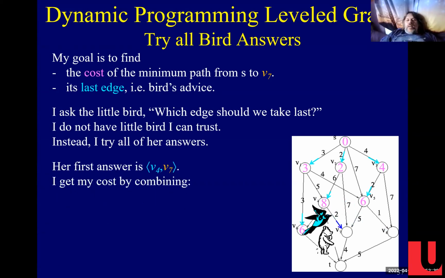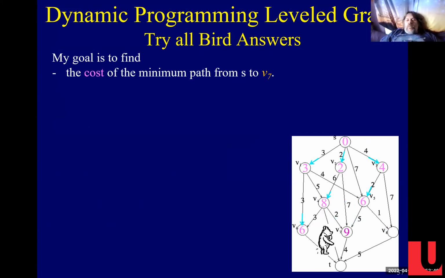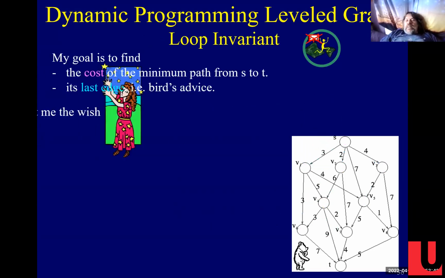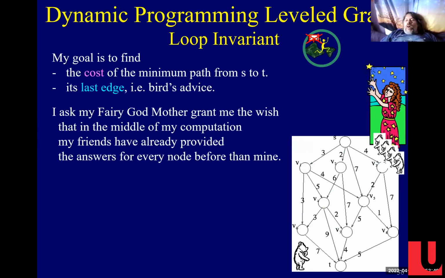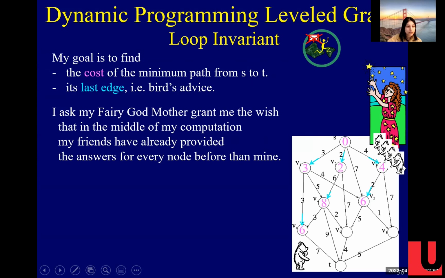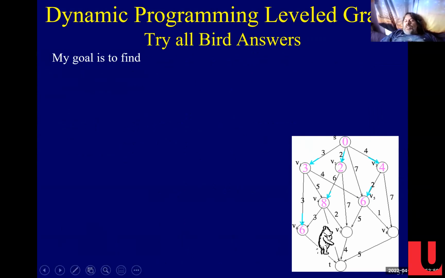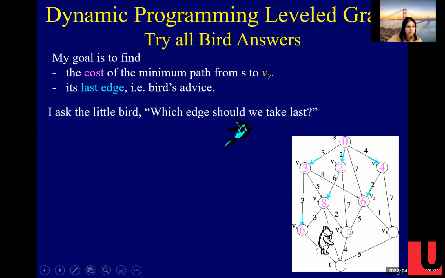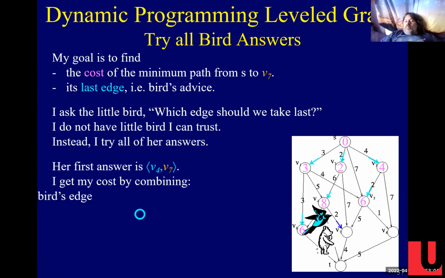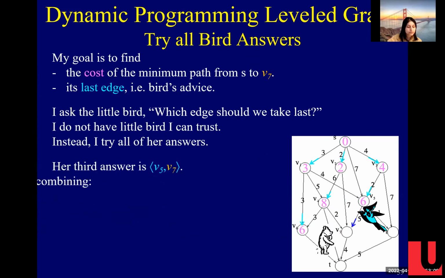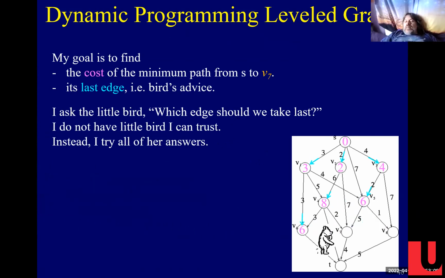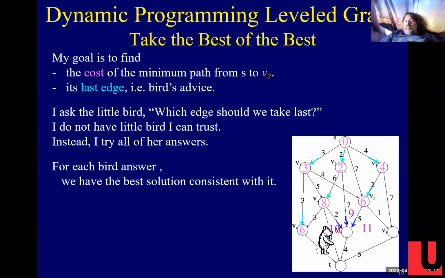So here, do I have a loop invariant? Here's my loop invariant. I say, suppose all these Pooh Bears up there have all done their job and filled in this table here. Then Mr. Pooh Bear 7 is going to ask his bird, which of these edges do I follow? And he's going to take the best of the best. And then he will be done. He's done now.